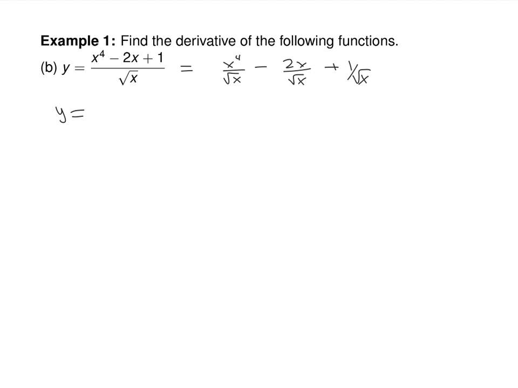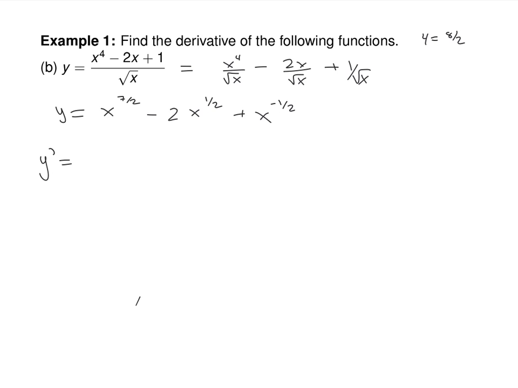So what's 4 minus a half? So 4 is 8 halves minus 1 half is, I think it's 7 halves, right? Because 4 is equal to 8 over 2. Minus 2x to the, what's the power going to be on that one? 1 half. And how about the last one? The power on that x will be negative 1 half. Yep.